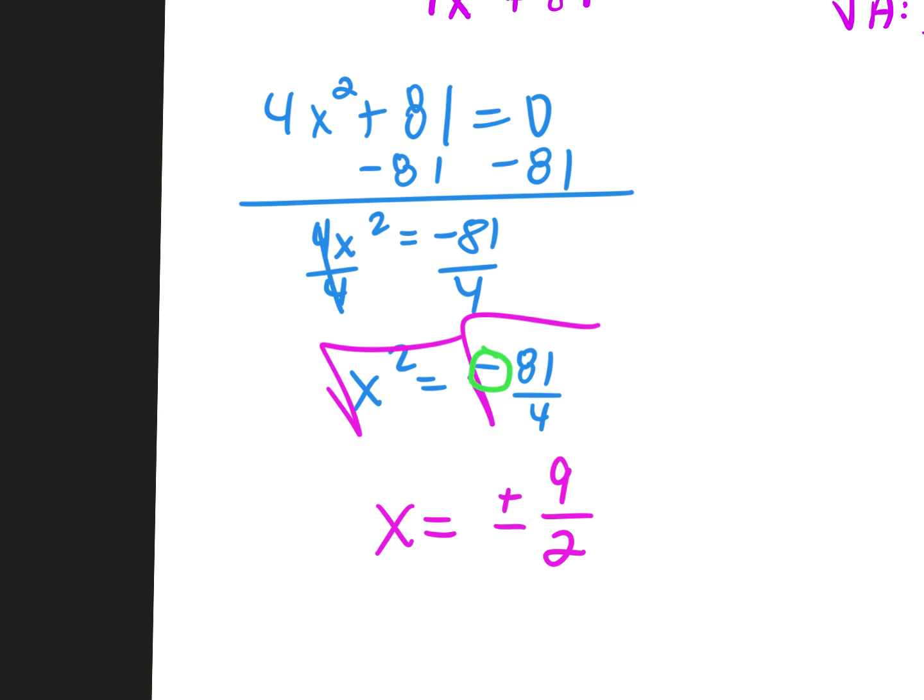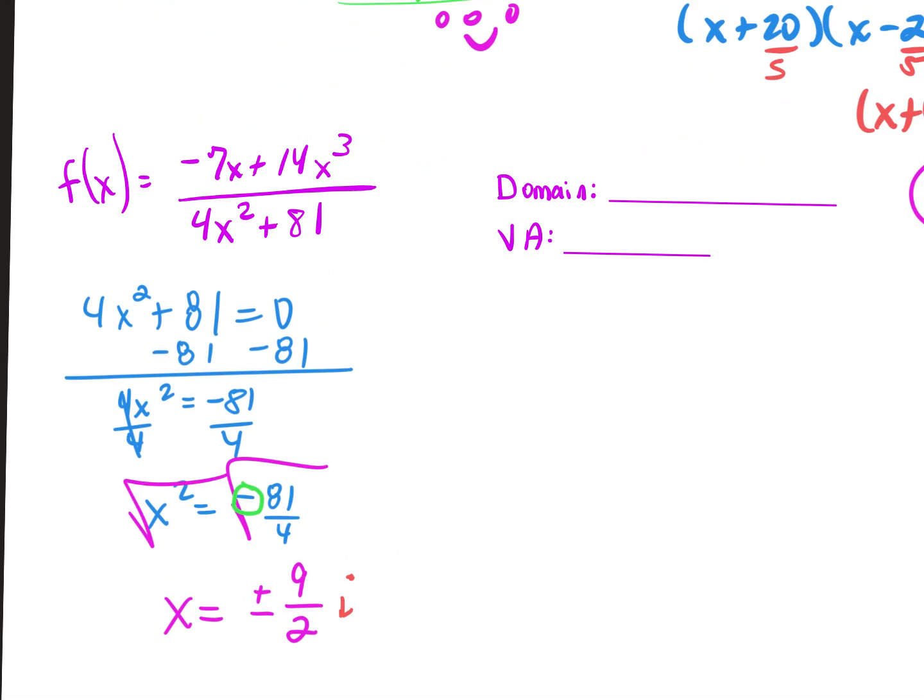What's the issue? There's a negative underneath the radical. What does that mean for your answer? It means it's imaginary. So your answer to this is not plus or minus 9 over 2. It's plus or minus 9 over 2i. All right, so if you encounter something like this, you're not going to have to graph it, but if you encounter something like this, what does that mean for your domain?